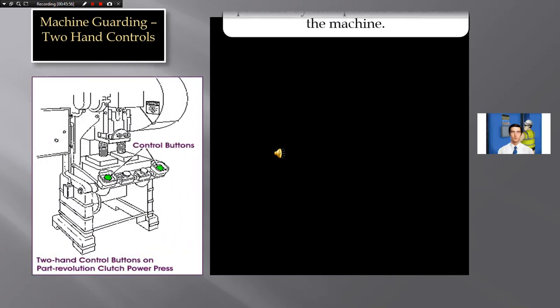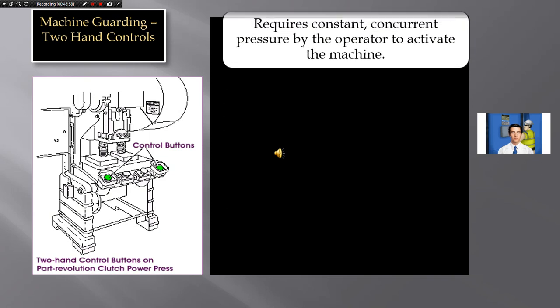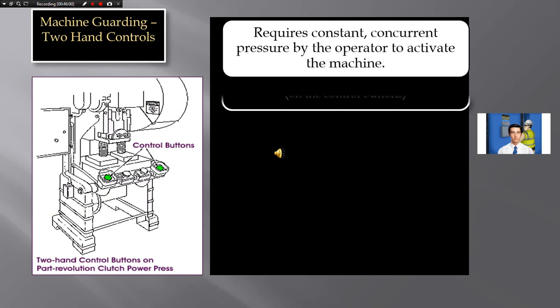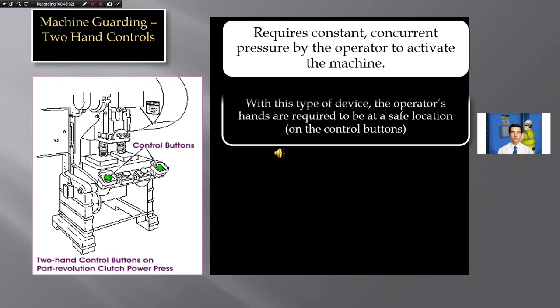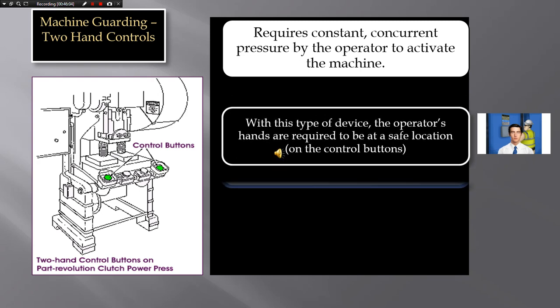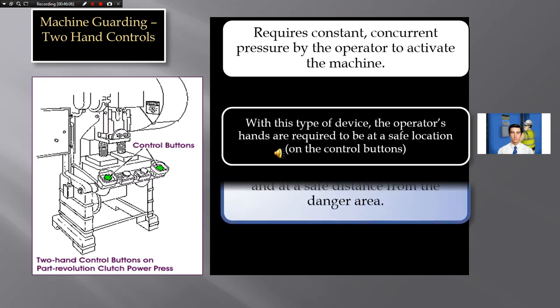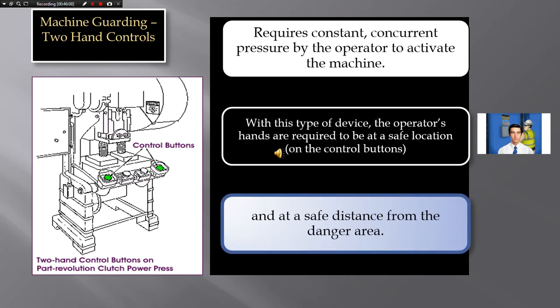Machine guarding, two-hand controls requires constant, concurrent pressure by the operator to activate the machine. With this type of device, the operator's hands are required to be at a safe location, on the control buttons, and at a safe distance from the danger area.